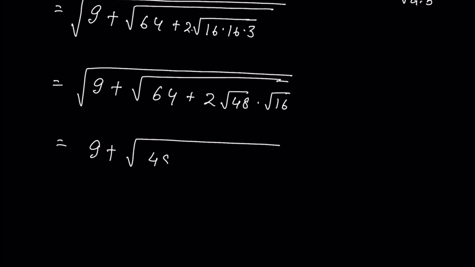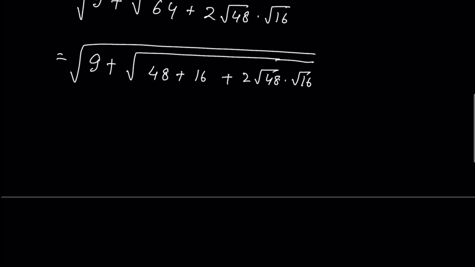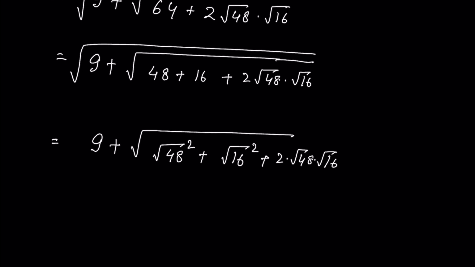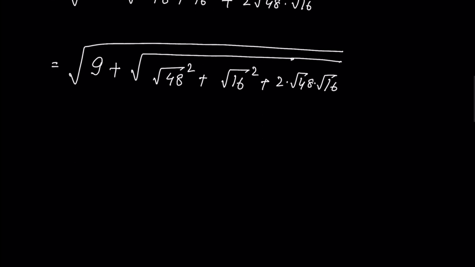as 48 plus 16, plus 2 times square root of 48 times square root of 16 under square root, or 9 plus 48 we can write as square root of 48 squared, plus 16 as square root of 16 squared, plus 2 times square root of 48 times square root of 16 under square root, then all under square root. Now if square root of 48 is a and square root of 16 is b, then it is in the form of a square plus b square plus 2ab. This is equal to a plus b whole square.